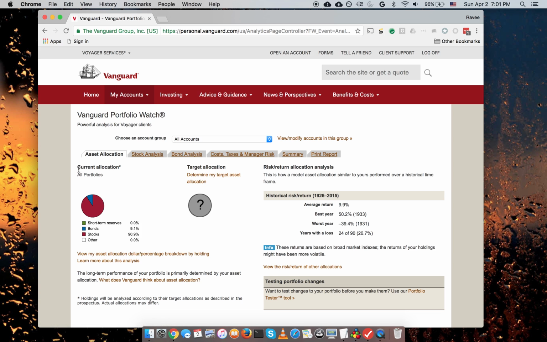So the very first tab that Portfolio Watch has is called Asset Allocation. And what this means is that you have this total sum of assets, which is called a portfolio, but it is at a very high level divided into 3 types. There is short-term reserves, there is bonds, and there is stocks. Stocks basically refers to a part ownership of a company. A bond is essentially a loan that someone takes from you, whereas short-term reserves typically refer to government securities or even just cash.